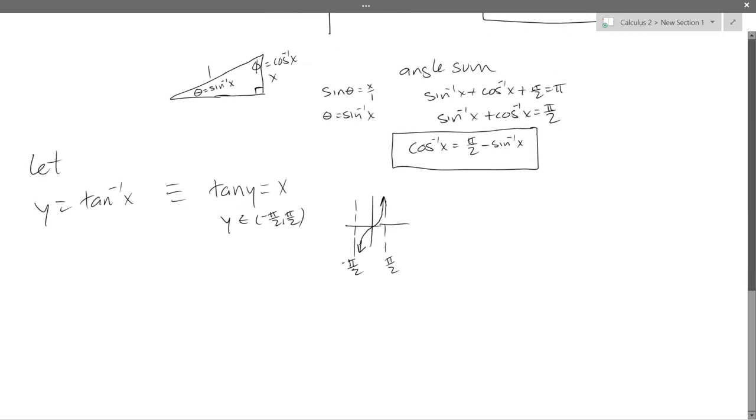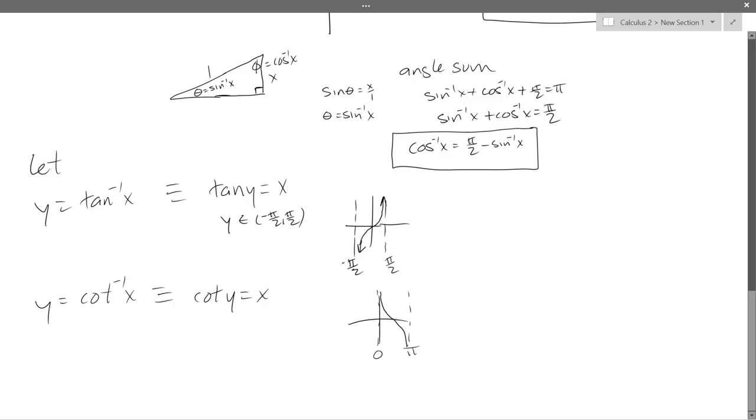And the same thing for cotangent and cosecant and secant. So we'll just rewrite these. If y equals cot inverse x, that's the same thing as cot y equals x. Cotangent has a slightly different chopped up domain. It went from 0 to pi.